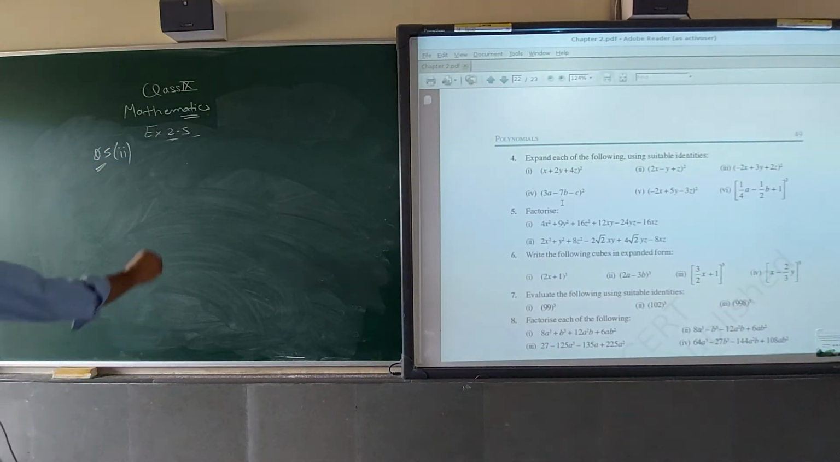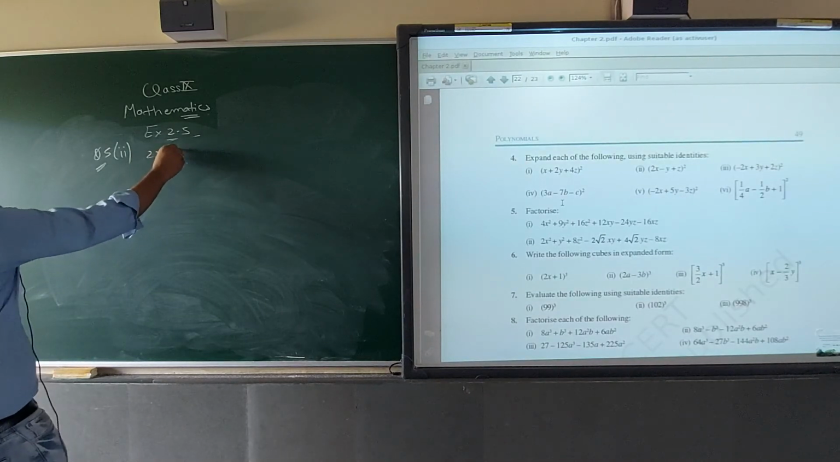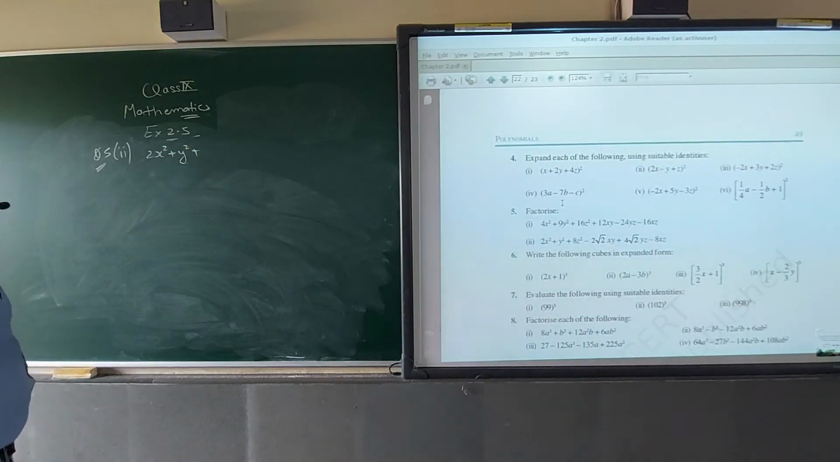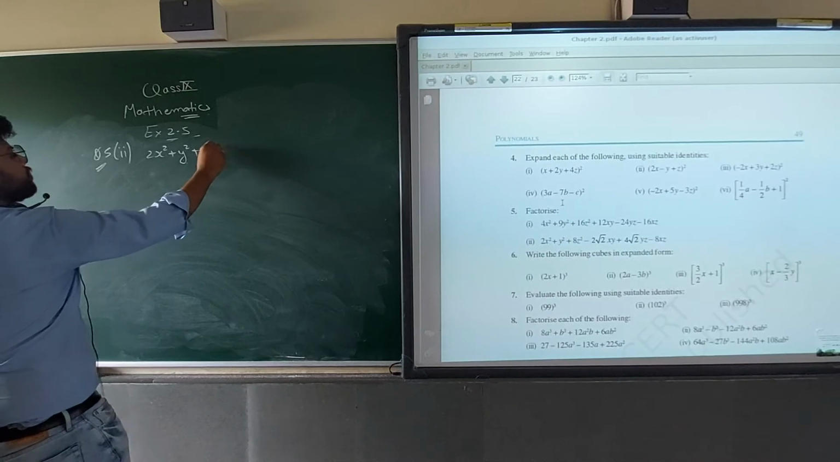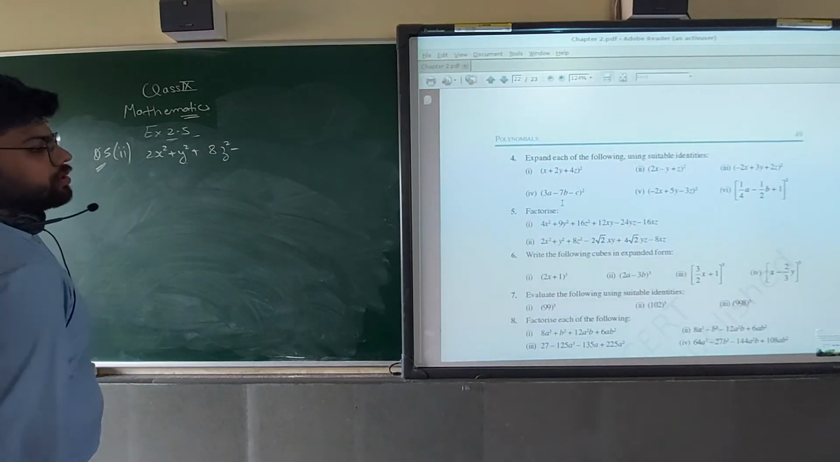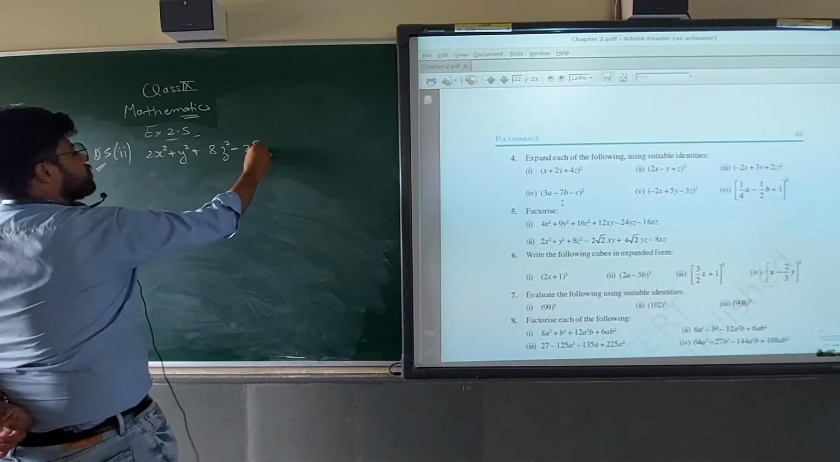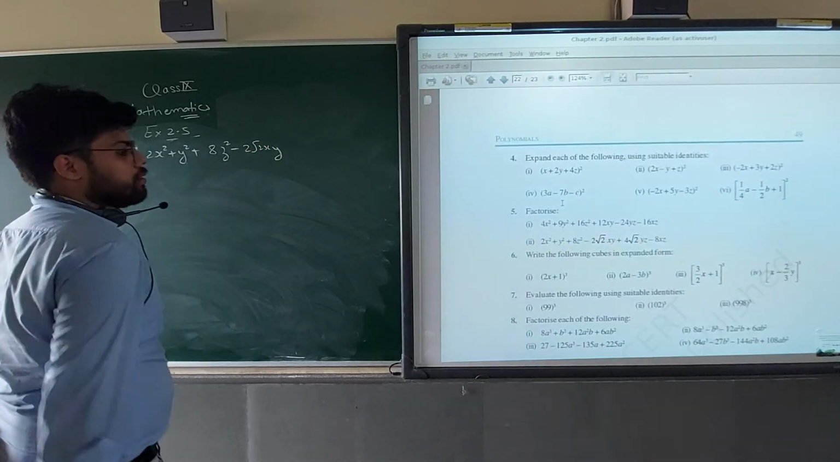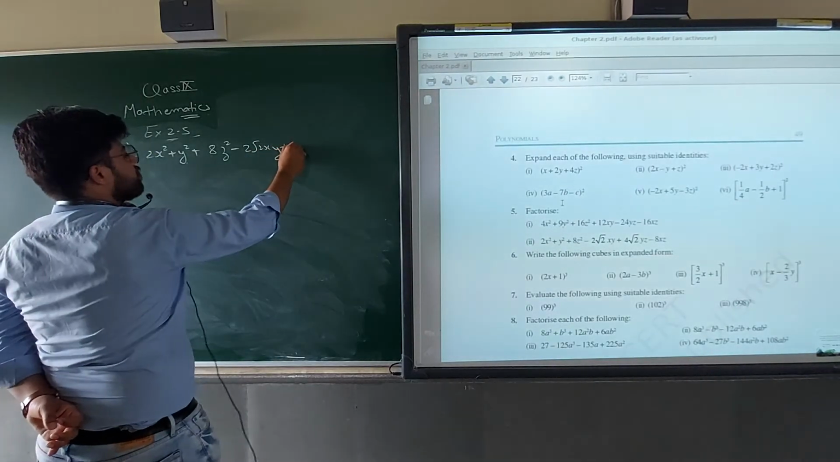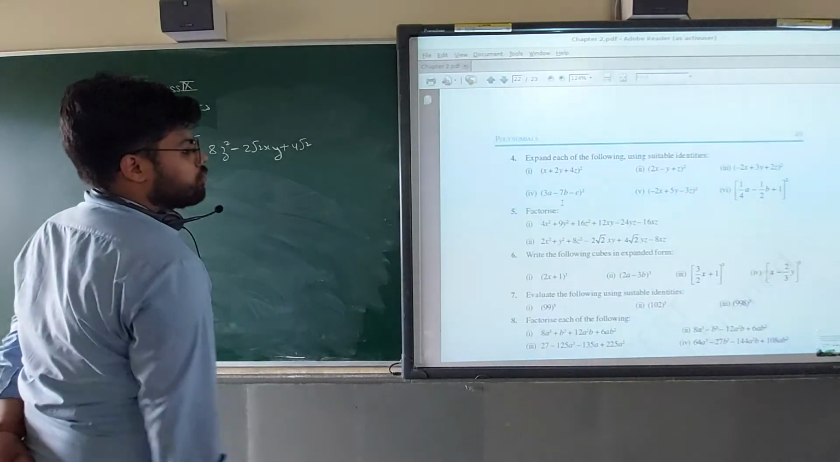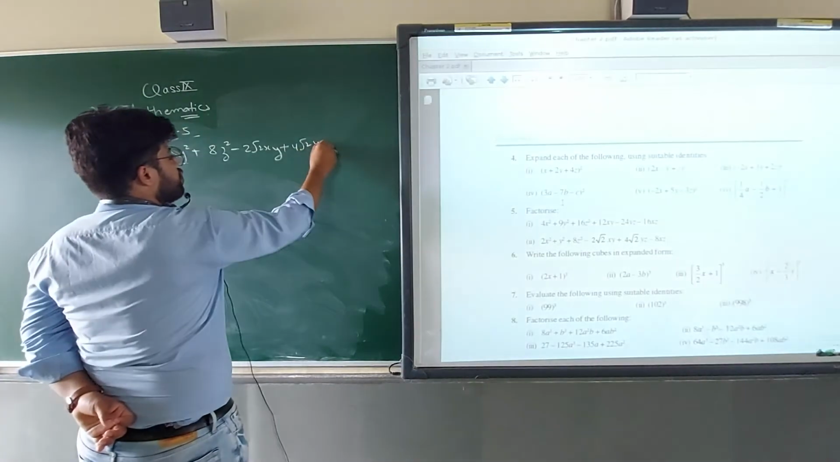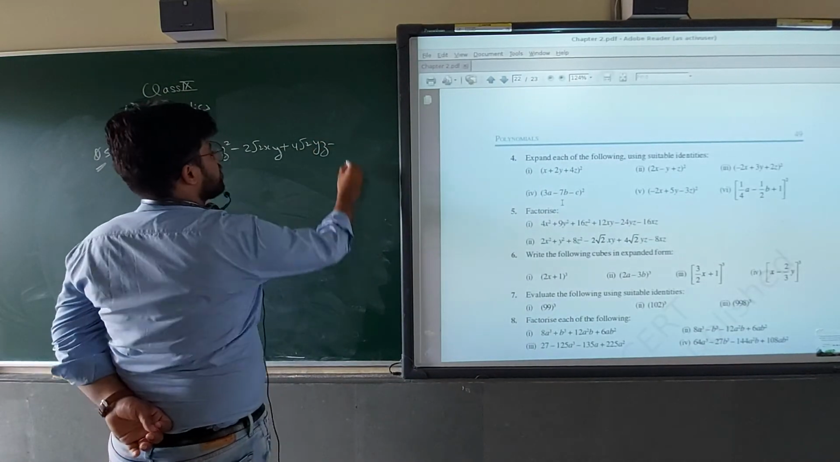Two x square plus y square plus 8z square minus 2 root 2 xy plus 4 root 2 yz minus 8xz.